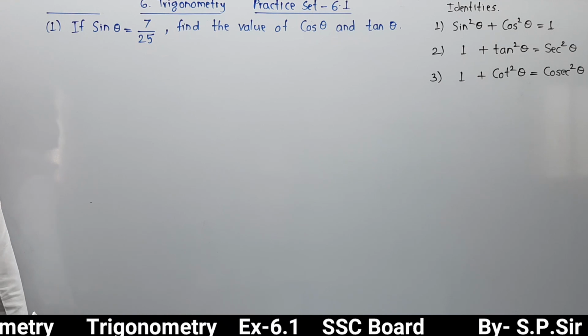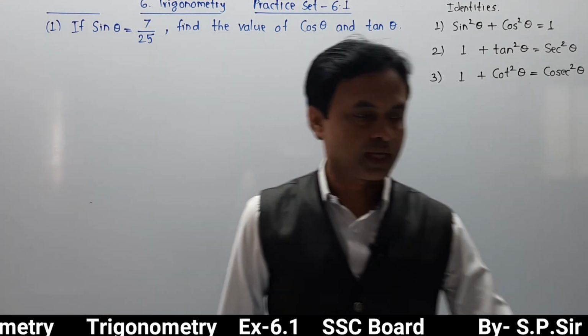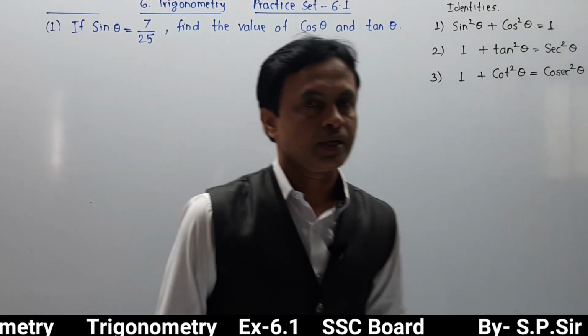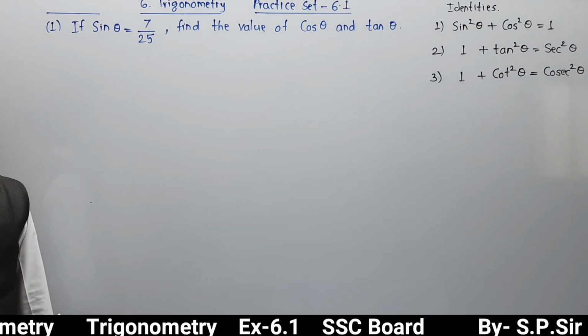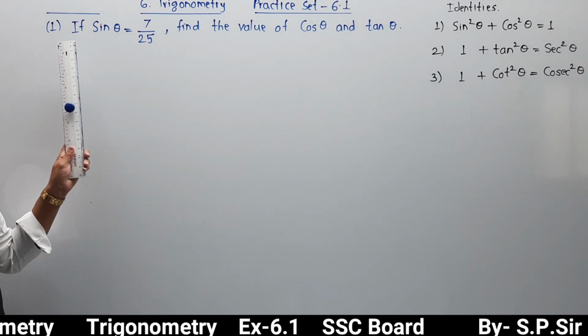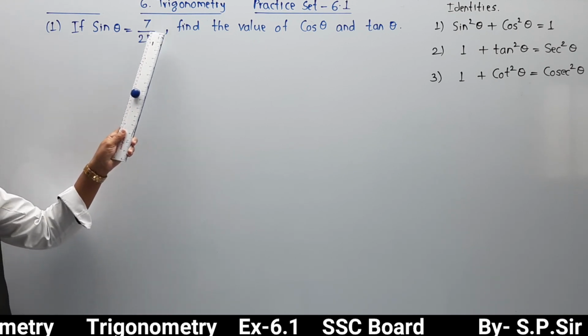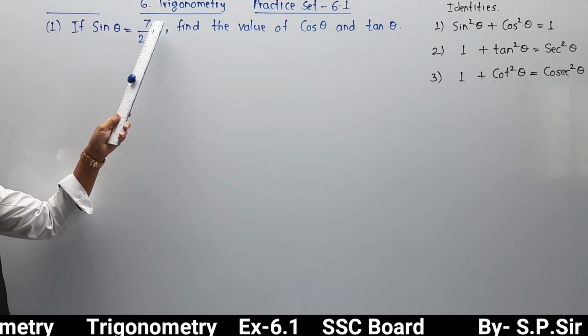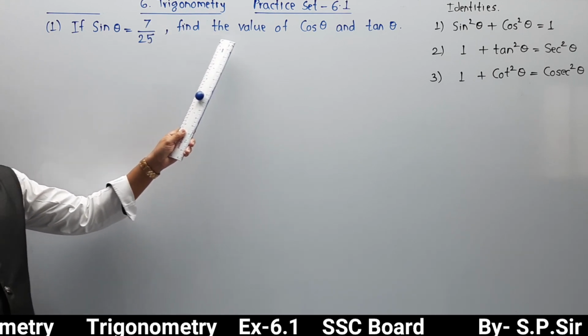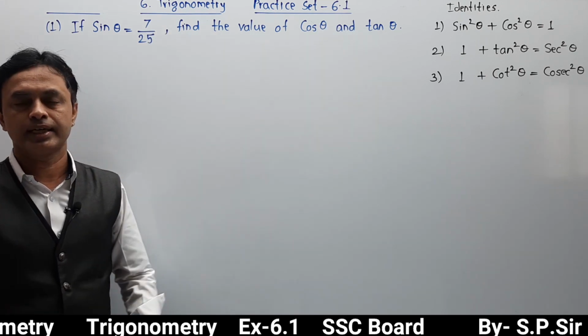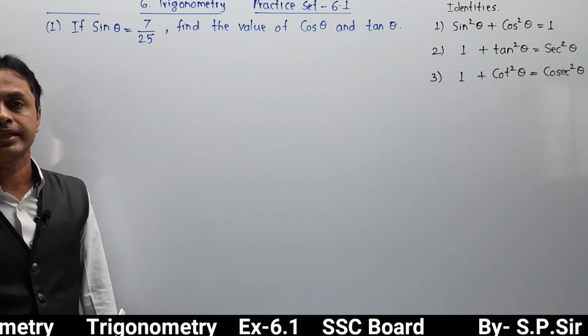Now, we are going to solve the same numerical with the help of the identity method. The numerical is: if sin theta is 7 upon 25, then find the value of cos theta and tan theta. The second method is called the identity method.